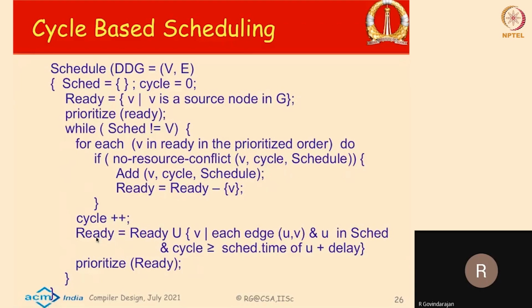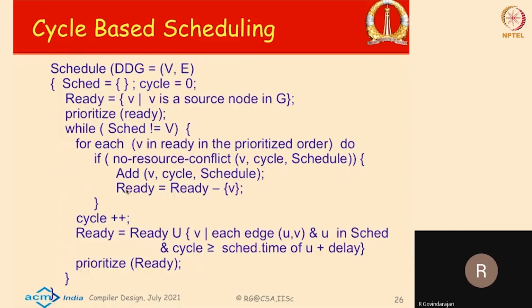In the next cycle, you again see which nodes have become ready. For example, if the source node has produced a value after time step 1, then the nodes which are dependent on that would have become ready. So you mark those subsequently, and they go into the ready list. Again, you prioritize the ready list, and you keep doing the scheduling again and again. So this is how cycle-based scheduling works.